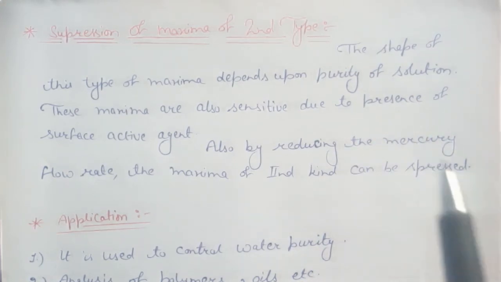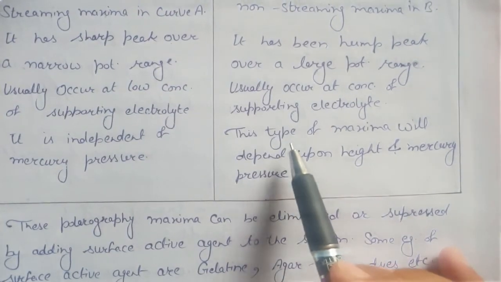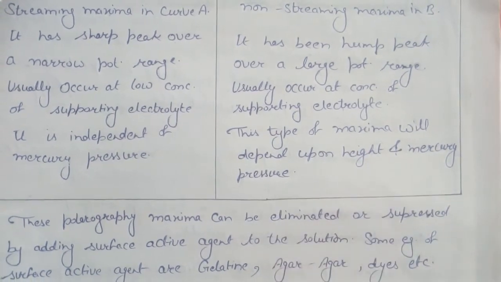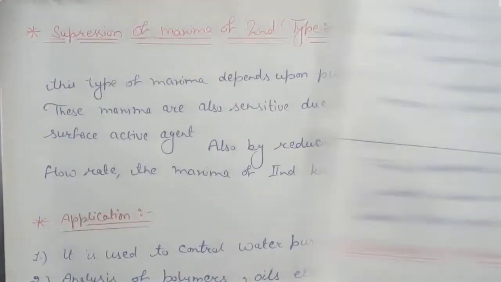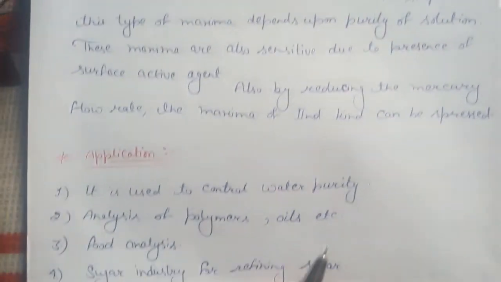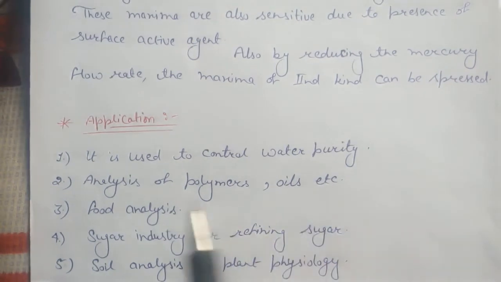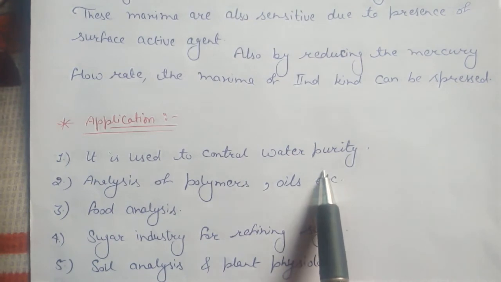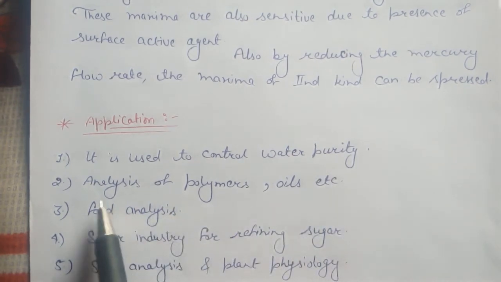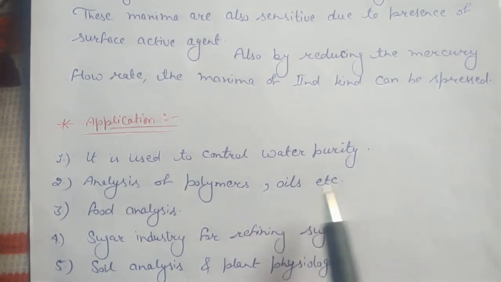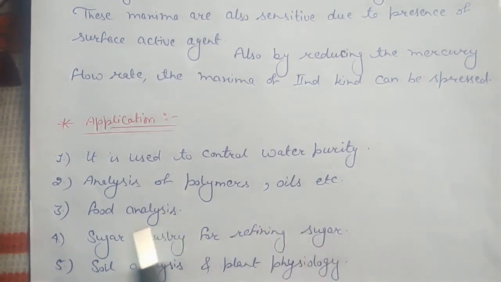It means it will depend upon mercury, as we have shown in these differences, that this type will depend upon height and mercury pressure. Is that clear, guys? So this depends upon mercury flow rate. So what are the applications of it? It is used to control water purity, which is the most important use. Next one is analysis of polymers and oil, etc. So many things you can analyze by this method.